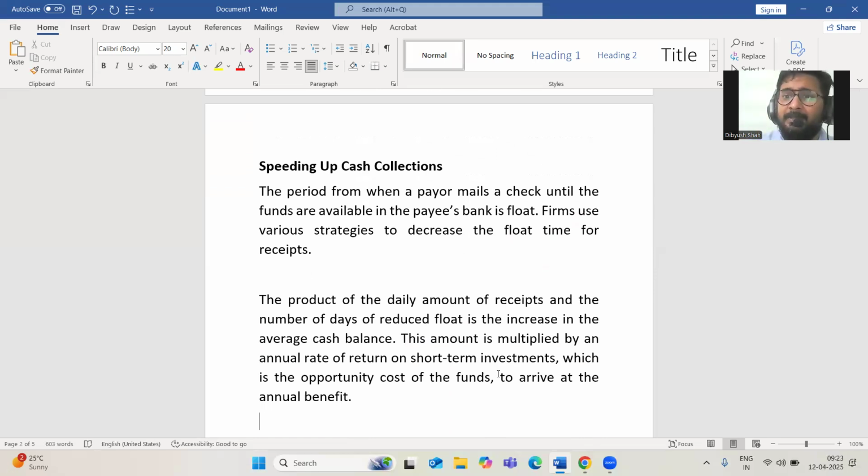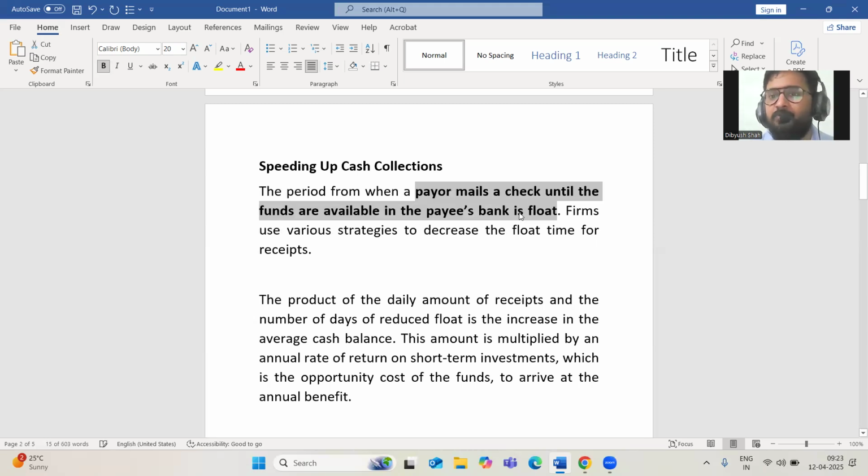And their cash payments, they want it to go as low as possible. So first you want to speed up the cash collections. The period from which a payer mails a check until the funds are available in the payee's bank is called float. It means the time taken from when my debtor mails me a check until the time the funds are cleared and deposited in my account. This time is called float, collection float.